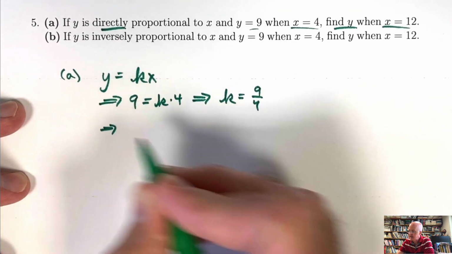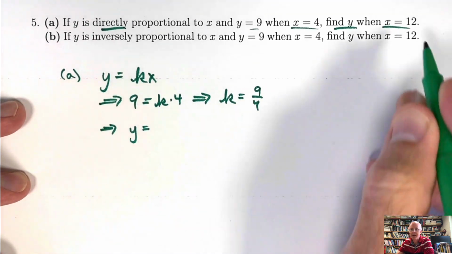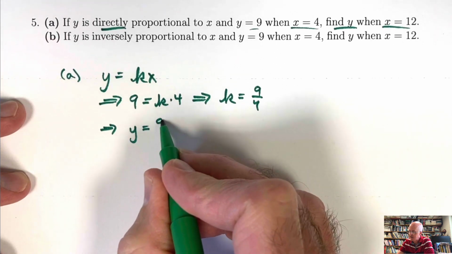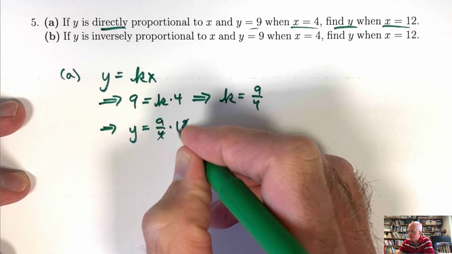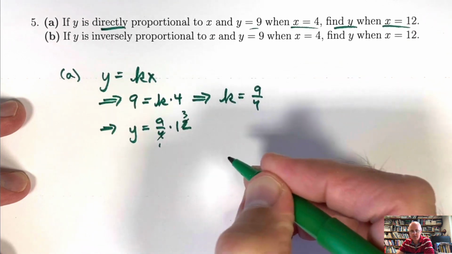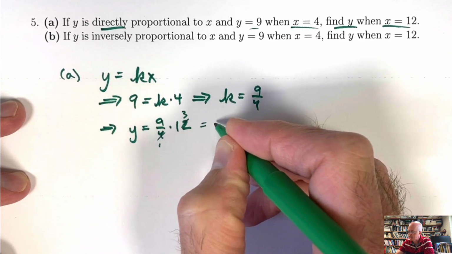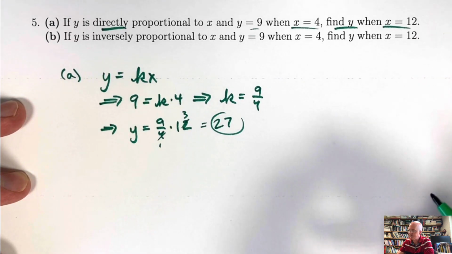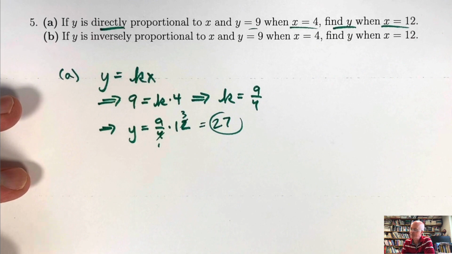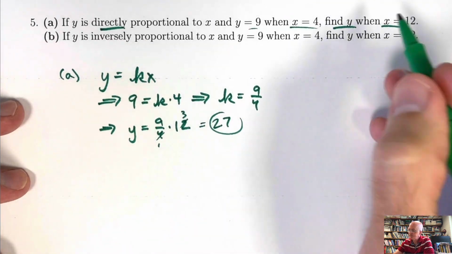And then you can use that to solve for y when x is 12. K is 9/4. Multiply that by 12. The 4 and the 12 divide out to give you a 1 and a 3. And then you end up with 9 times 3 is 27. There's the answer, 27.